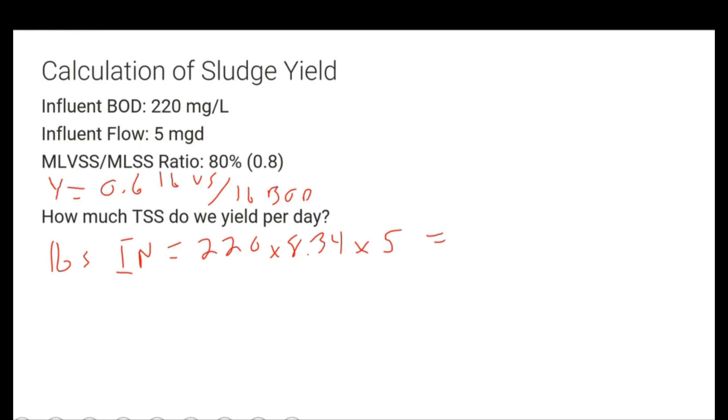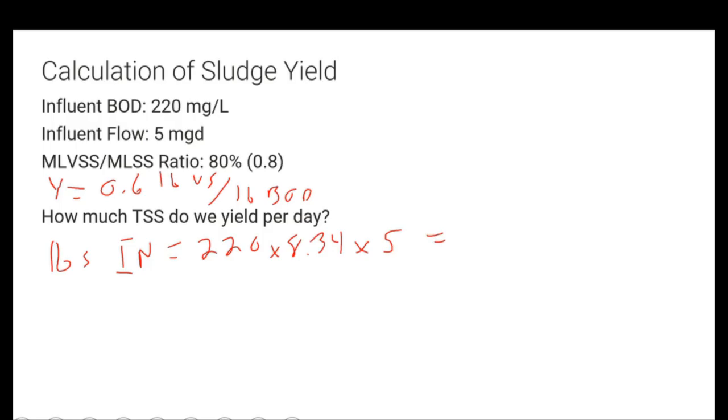And Jonathan, can you explain what that 8.34 is? Water, just a constant for water weight. Yep. So that 8.34 is a number that you will see in a lot of equations we do, and it's just a conversion for us to convert into pounds. And it's really the weight of water. It's the weight of a gallon of water.